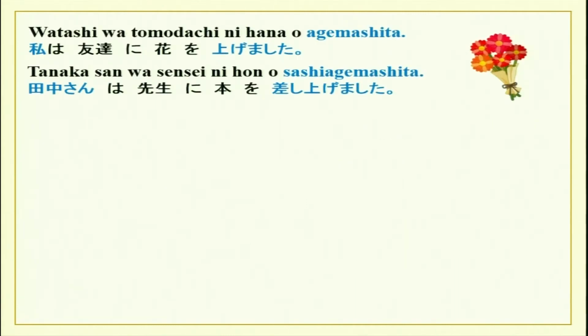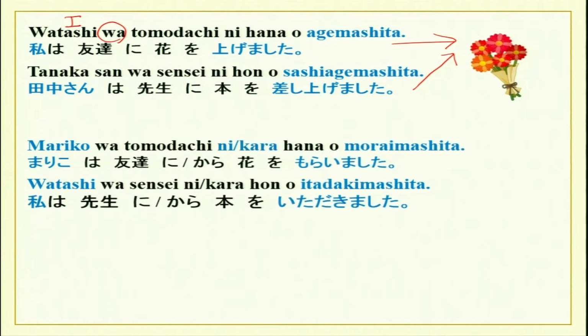Now, you can see from the examples over here, watashi wa tomodachi ni hana o agemashita. So, I am the subject over here. You can see very clearly with wa, agemashita. Tanaka-san wa sensei ni hon o sashiagemashita. So, I can give, Tanaka-san can give to anybody who is senior. Now, Mariko-san wa tomodachi ni or kara, meaning from, hana o moraimashita. It can be Mariko-san or it can be me also. Watashi wa tomodachi ni hana o moraimashita.